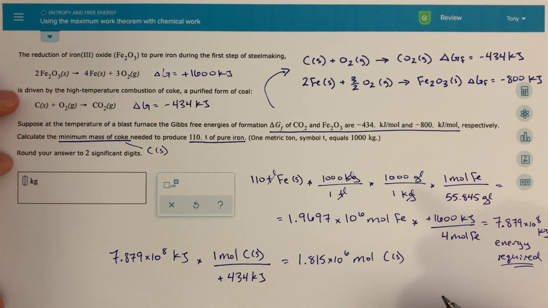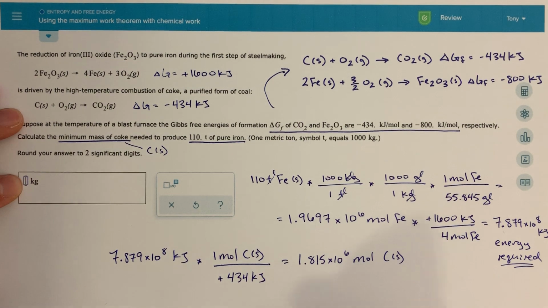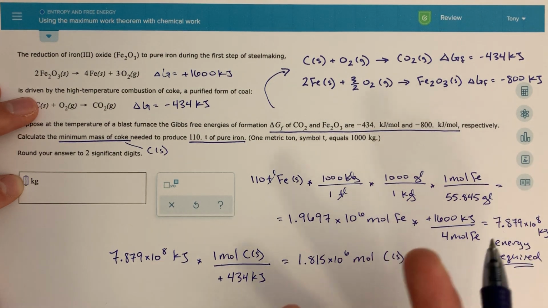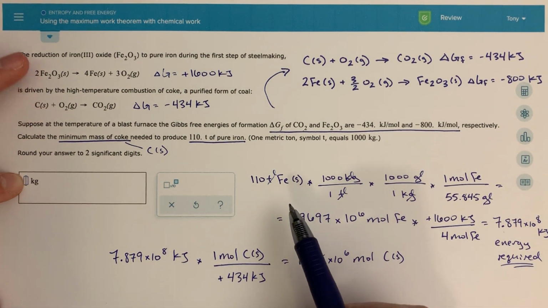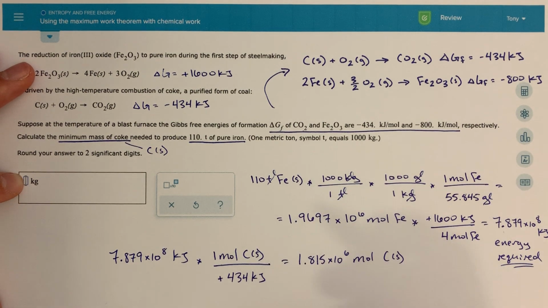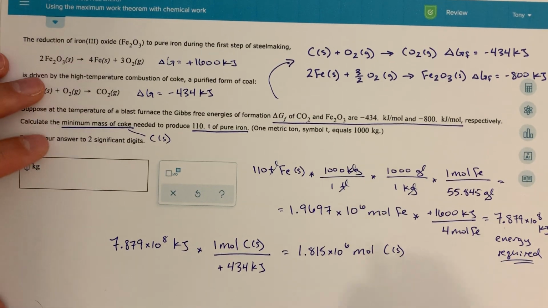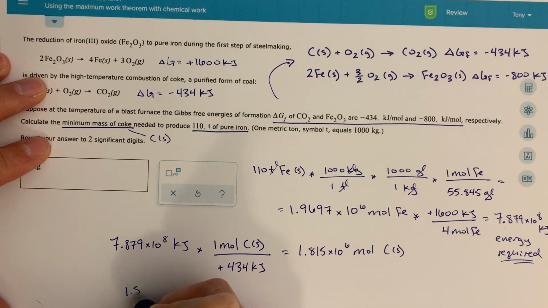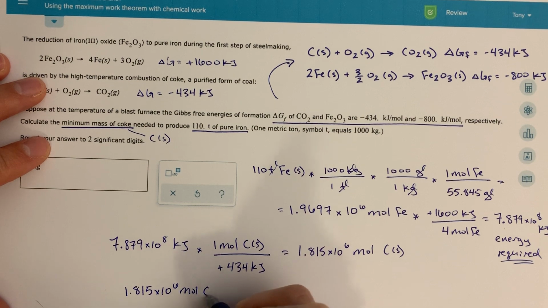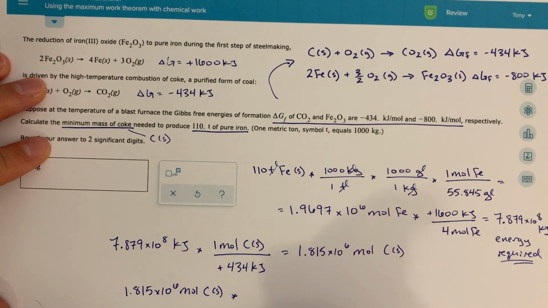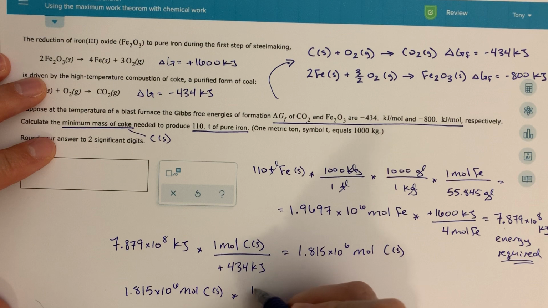And now all we need to do is essentially convert from moles into kilograms. We know that this is the amount of that coke that we need in order to produce that amount of energy, which will then be absorbed by this other process used to do that chemical work to form our pure iron. So the last step here, 1.815 times 10 to the 6th moles of carbon. I'm just going to convert that into grams first. 12.01 grams of carbon for every 1 mole.